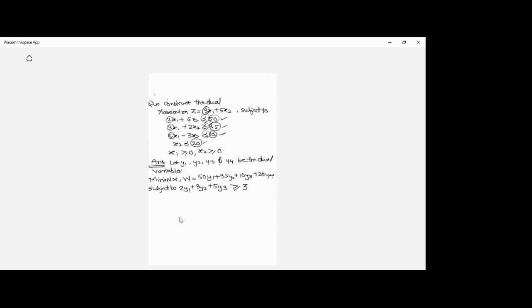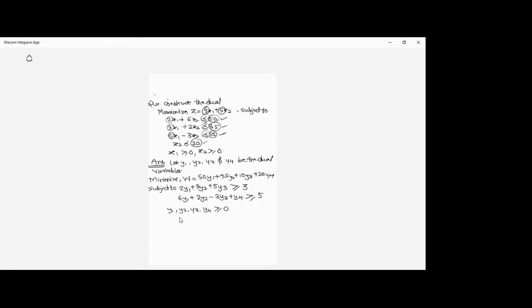Similarly, your second constraint will be 6y1 plus 2y2 minus 3y3, right? Now your fourth is related with x2 only, plus y4 is greater than or equal to 5, right? And you can write y1, y2, y3, y4 greater than or equal to 0. This finishes your conversion. Khatam. You have constructed a dual for your primal, right?